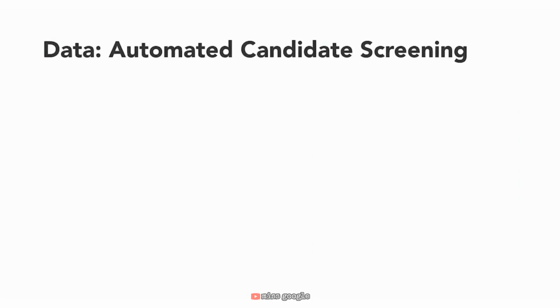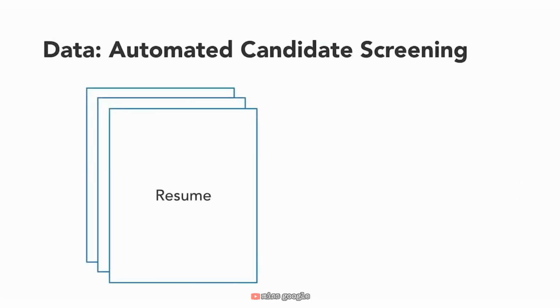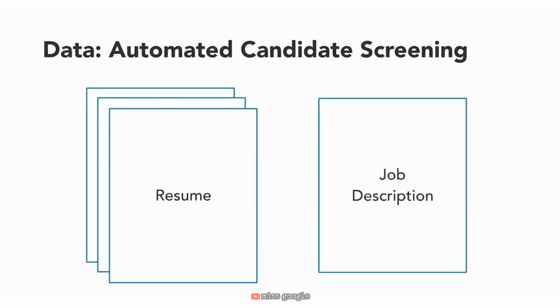What data will we use? We are going to use individual resumes as input and the job description as the reference. We will compare the job description for similarity with the individual's resume and come up with a match score. There is no training data needed for this exercise.